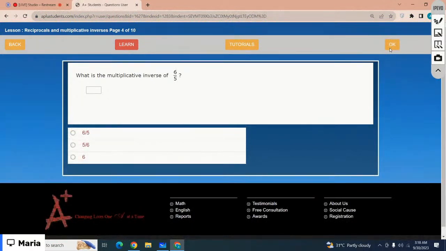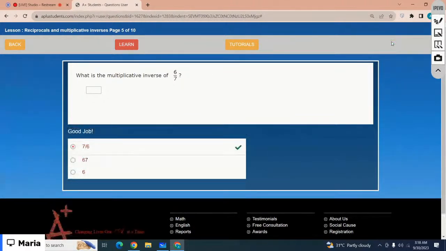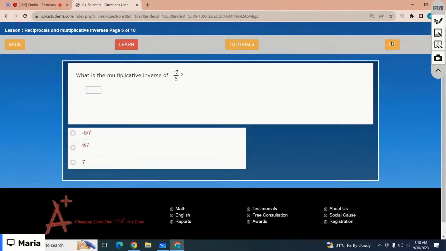What is the multiplicative inverse of 6 by 5? That would be 5 over 6. What is the multiplicative inverse of 6 over 7? Yes, that would be 7 over 6. What is the multiplicative inverse of negative 7 over 5?